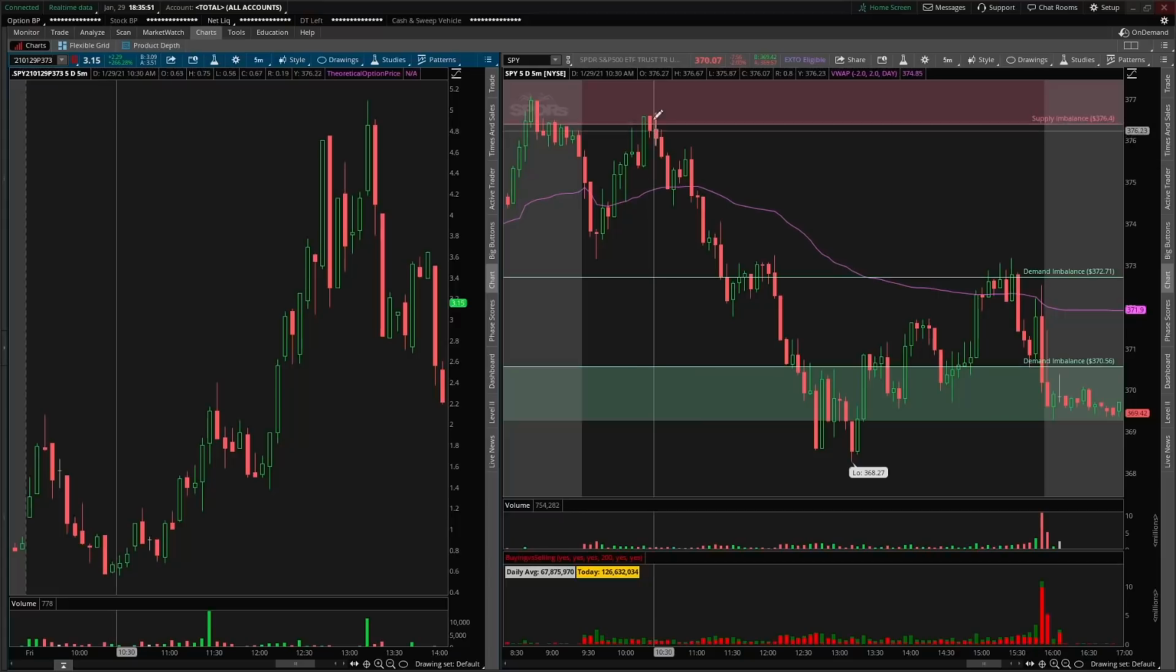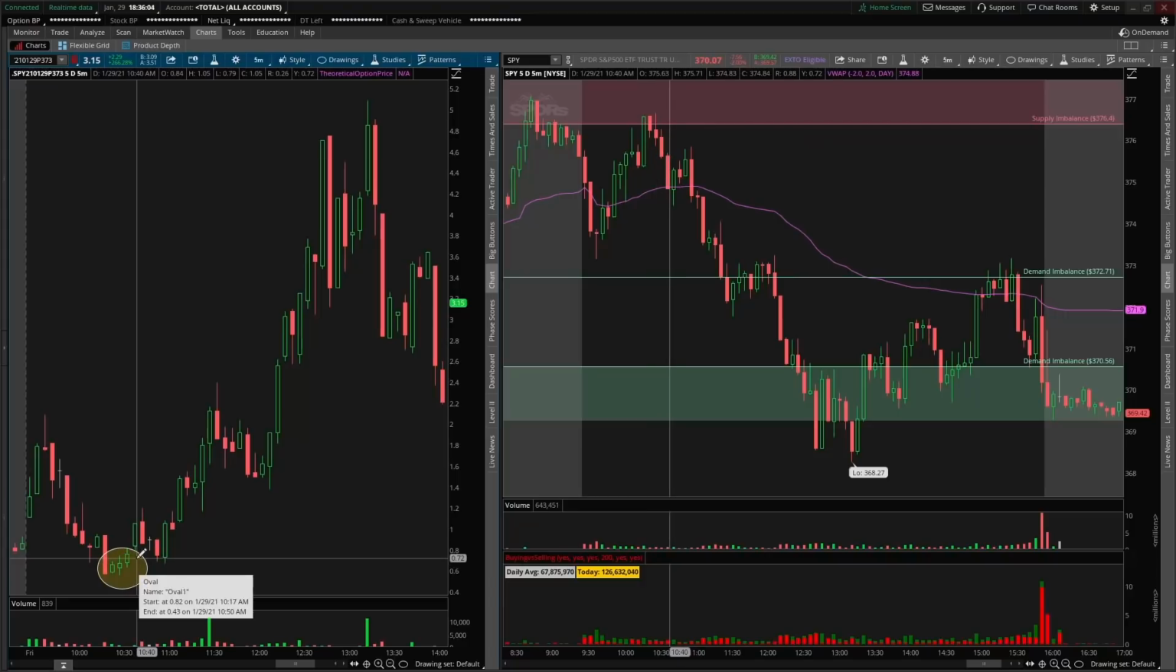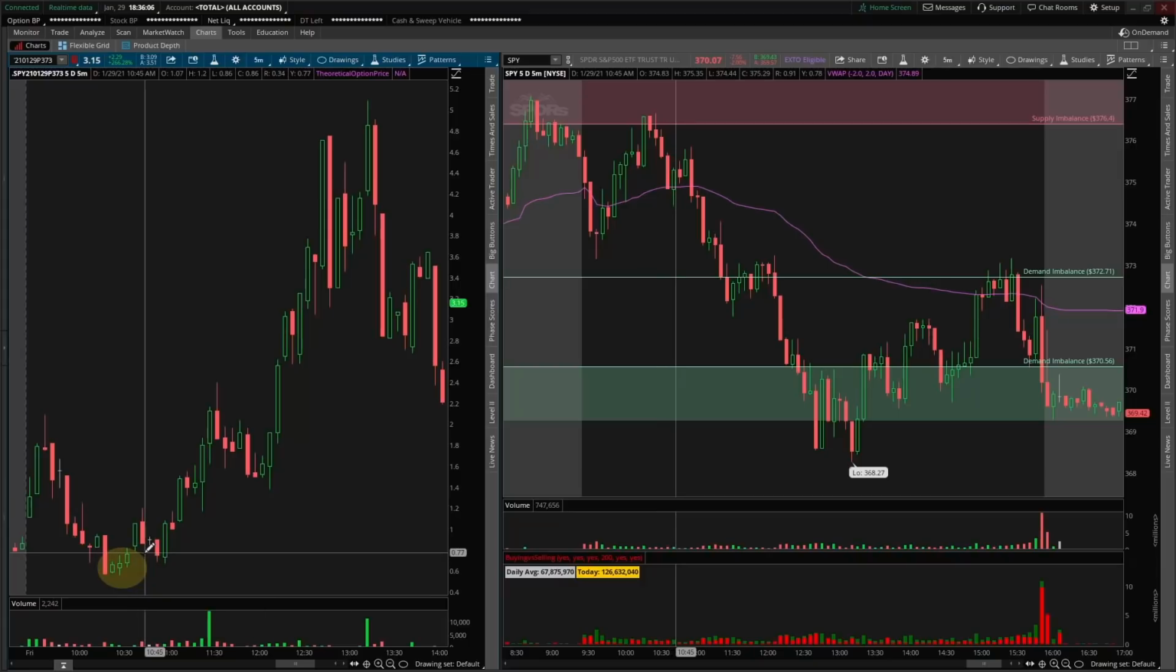So where I'm selecting on both charts are going to be synced up. At the time we hit supply, SPY 373 puts were around 60 to 70 cents, depending when you entered. Now, let's just say you get in with 10 contracts. We're going to call 10 contracts small size.